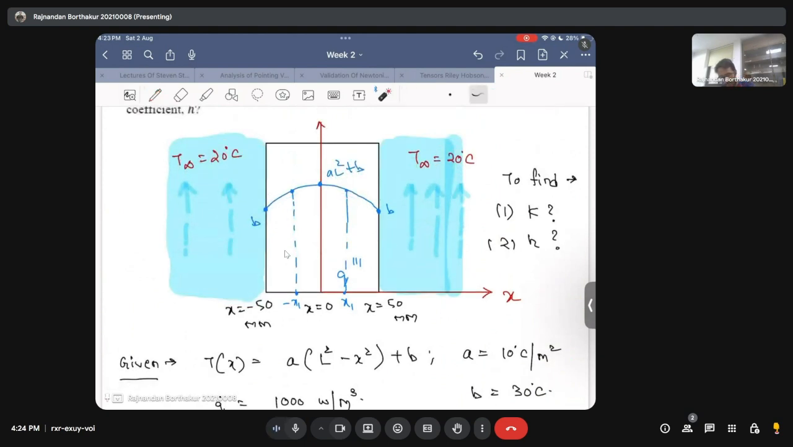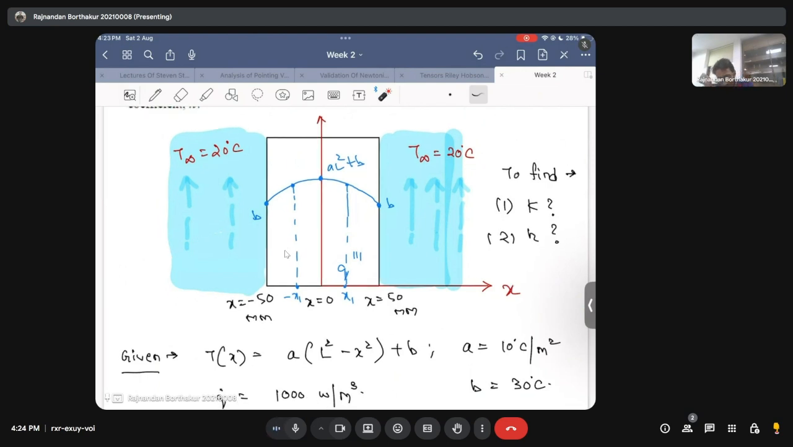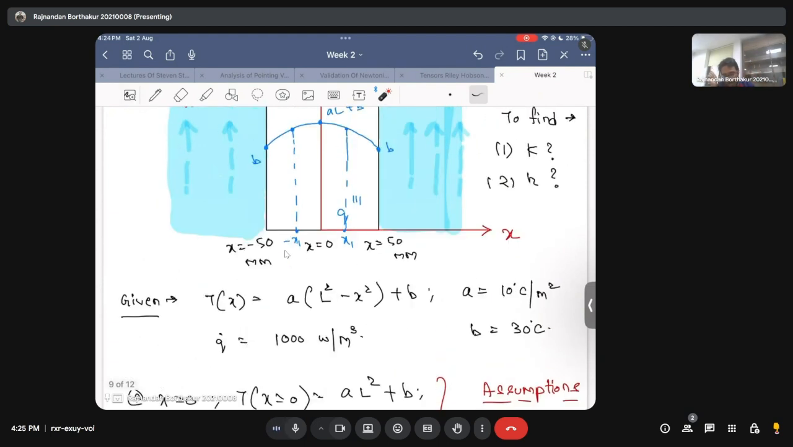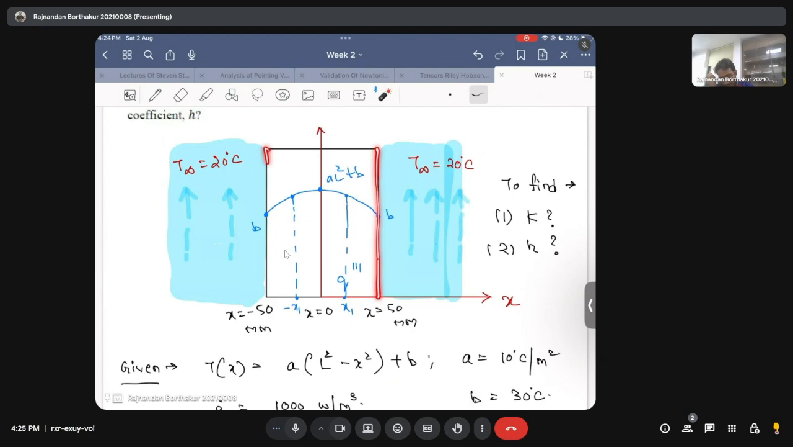What is happening is that because of this heat generation, there is a flux moving outward, so eventually there is a heat transfer from the slab to the surrounding fluid. That means at the interface, the flux coming from the conduction side should be equal to the flux going from the slab to the fluid. That is, the conduction flux at x equal to L or at x equal to minus L should be equal to the convection flux, because at these two interfaces there is no phase change taking place.